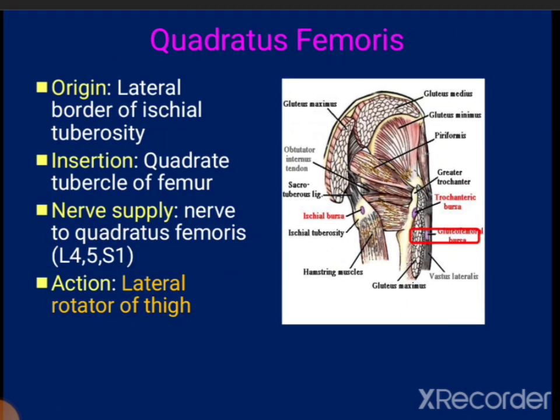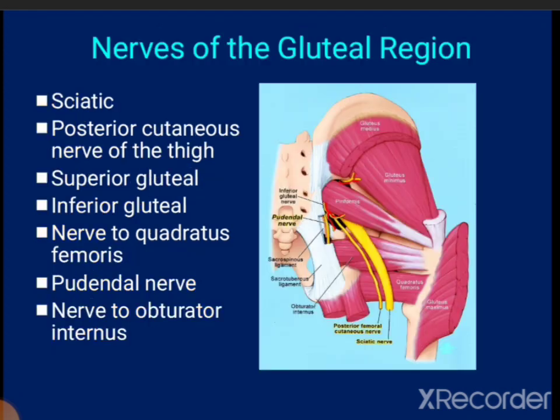Then quadratus femoris. So it arises from the lateral border of the ischial tuberosity, inserted on the quadrate tubercle of the femur. Nerve supply is by the nerve to quadratus femoris, and the action is lateral rotator of the thigh.